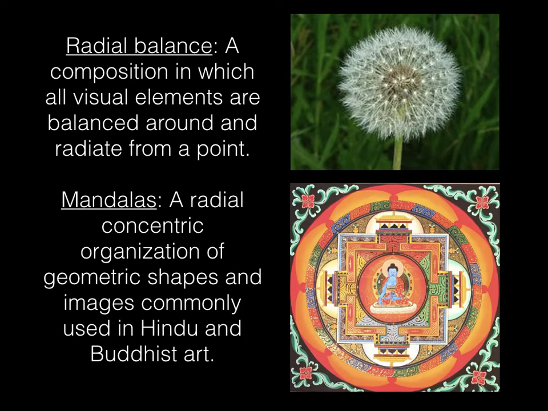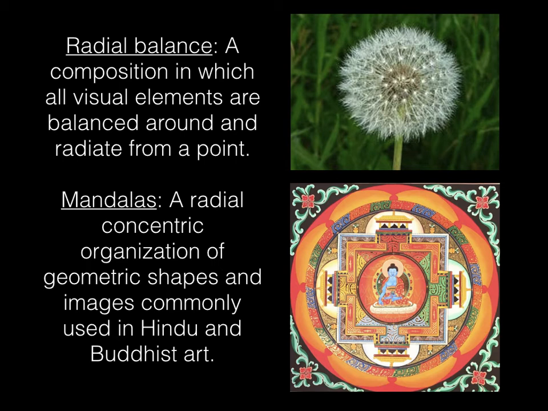All right, another type of balance is radial balance, which is a composition in which all visual elements are balanced around and radiate from a point. So the example I have for this is a dandelion. You see radial balance actually a lot in nature, which is why I chose that image. You can think of flowers as a good example for having radial balance.